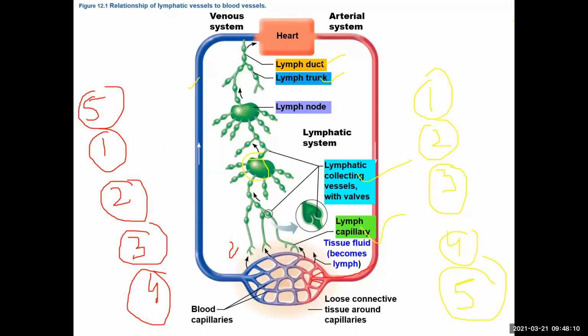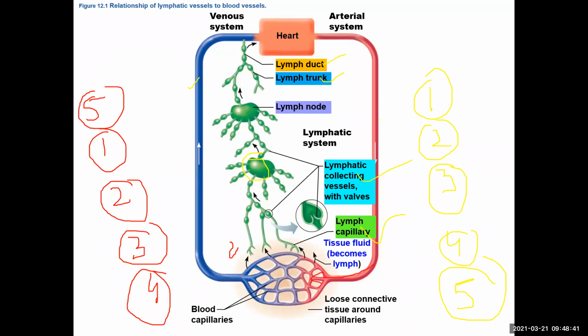Do they filter blood? No. Yes, a very important point: they do not filter it. Blood has nothing to do with the lymph nodes. Don't make this mistake. They don't filter the blood. They filter only lymph. They have nothing to do with the blood.